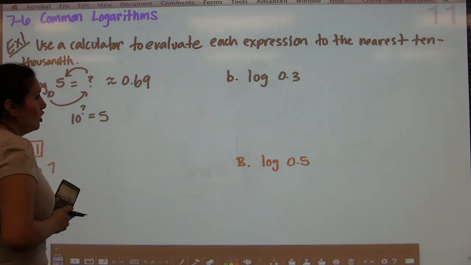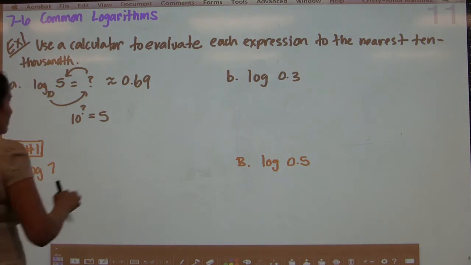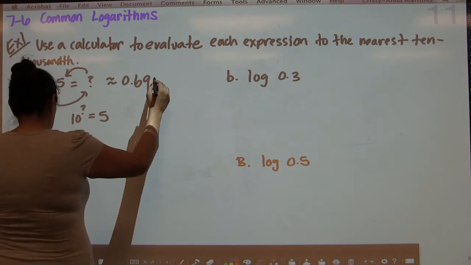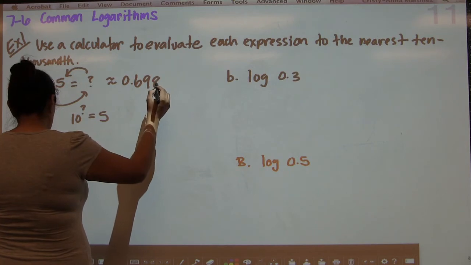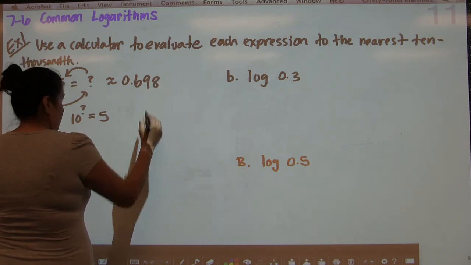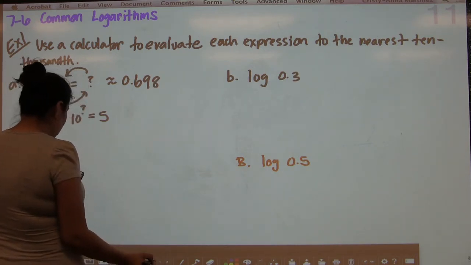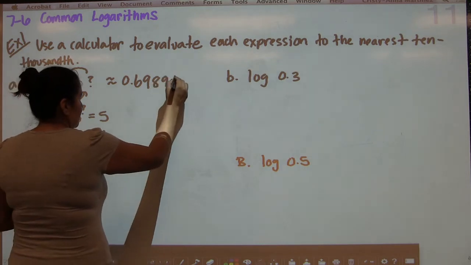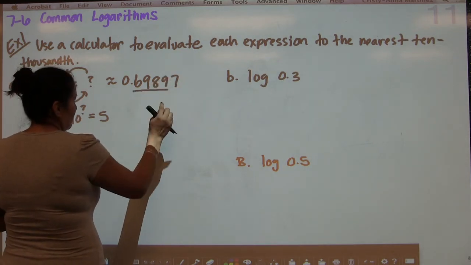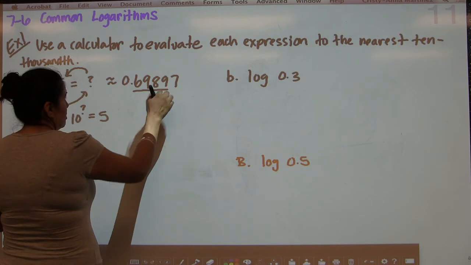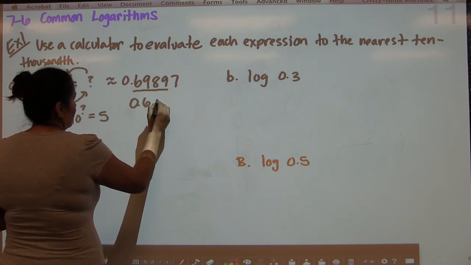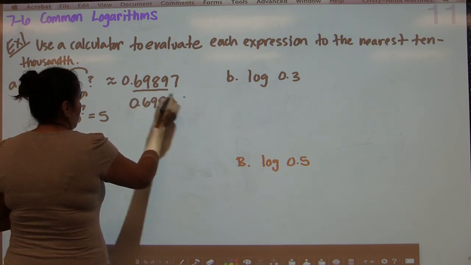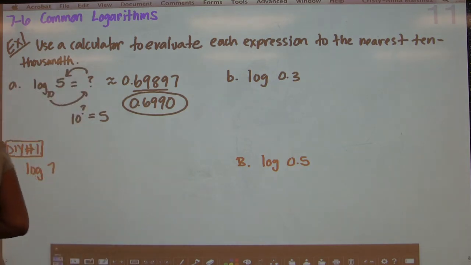It keeps on going, but it wants us to go to the nearest 10,000th. So this is the tenths, hundredths, thousandths, and the 10,000ths would be 6990. Because we get 0.69897, we only want 4 decimal places, but this 7 is going to round the 9 up and make this a 0, so we're actually going to end up with 0.6990 for our answer.